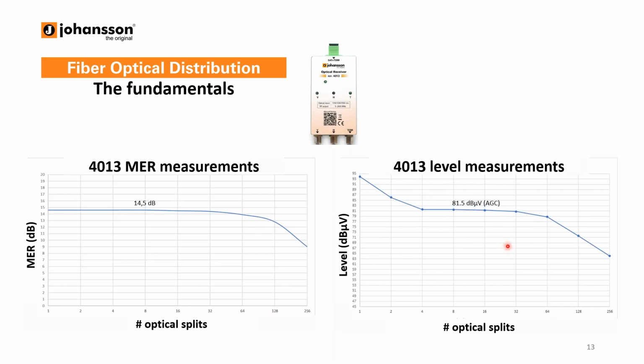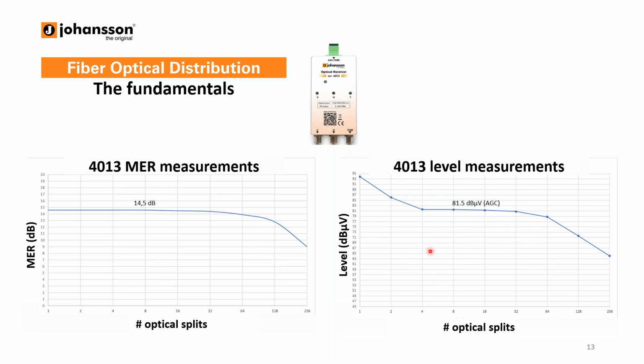Then if you look at the right side, our signal strength in dB microvolt, we start around 93 dB microvolt, and of course, logically, every time you split, the signal level goes down. Typically, it will go down in a more or less straight line.